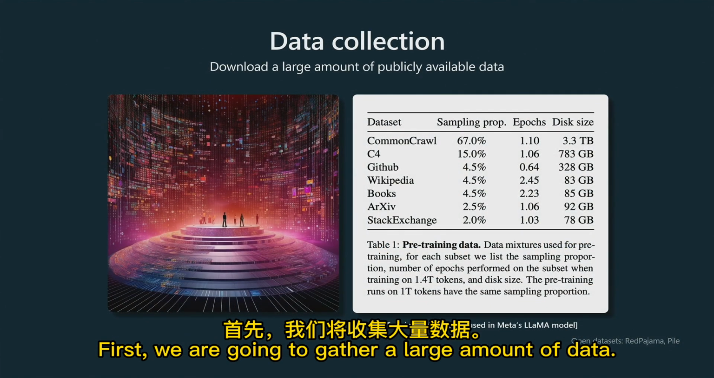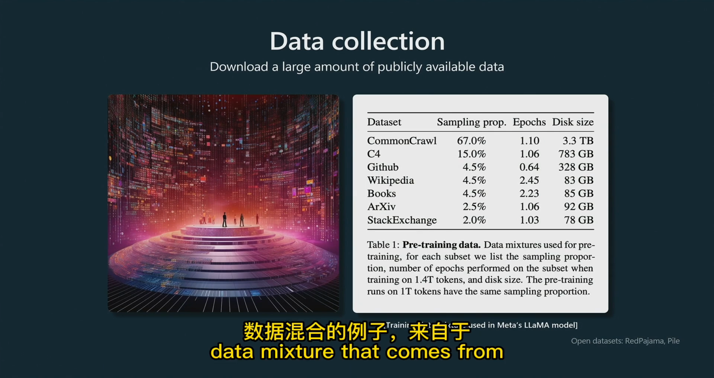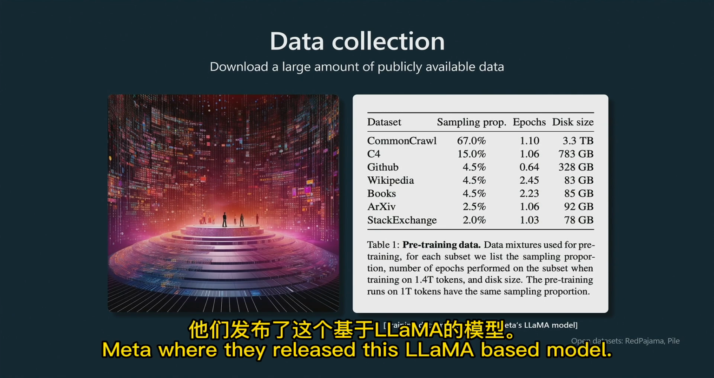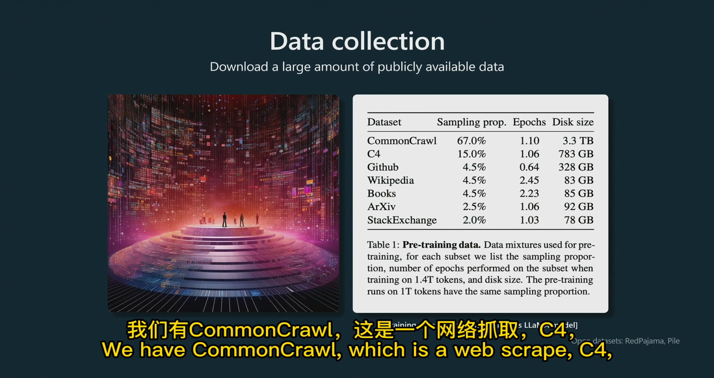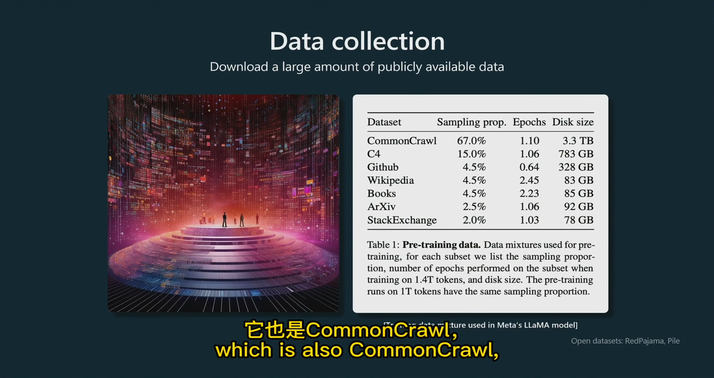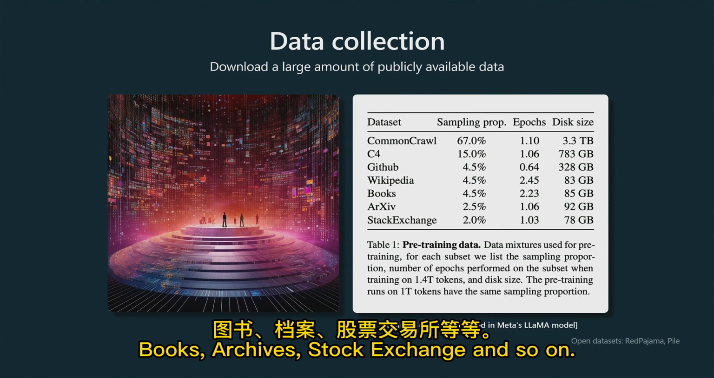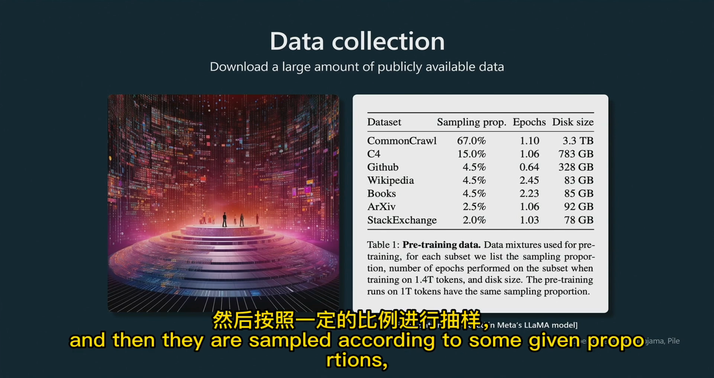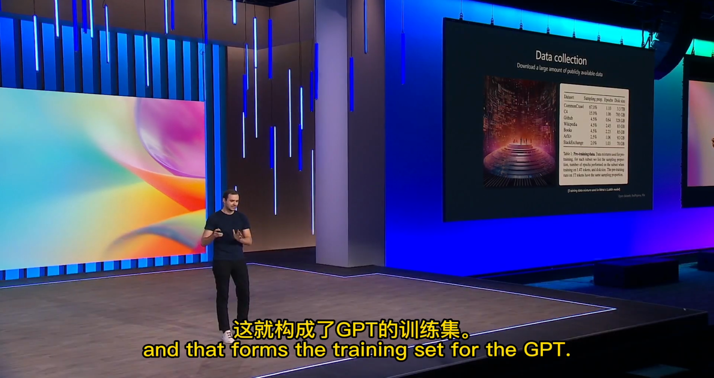First, we're going to gather a large amount of data. Here's an example of what we call a data mixture, from a paper released by Meta, where they released the Llama base model. You can see roughly the kinds of data sets that enter into these collections. We have Common Crawl, which is just a web scrape, C4, which is also Common Crawl, and then some high-quality data sets as well. For example, GitHub, Wikipedia, Books, Archive, Stack Exchange, and so on. These are all mixed up together, and then they are sampled according to some given proportions, and that forms the training set for the neural net, for the GPT.